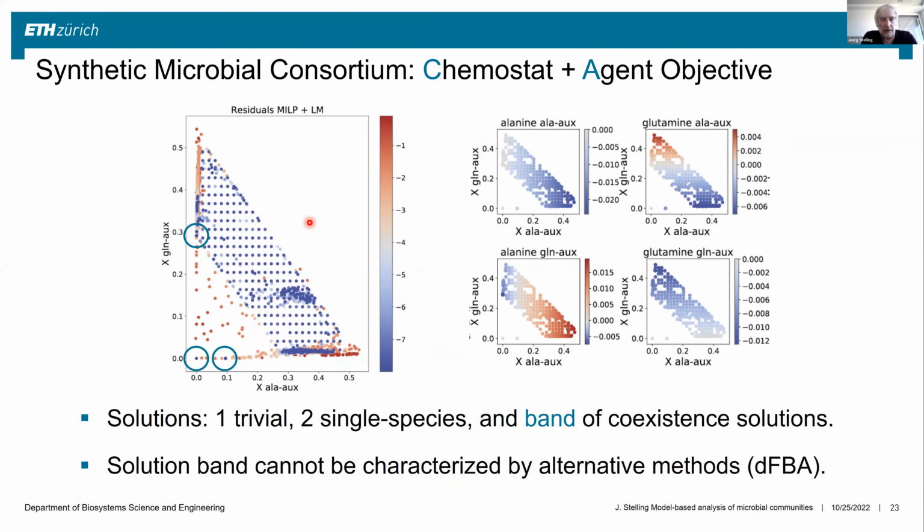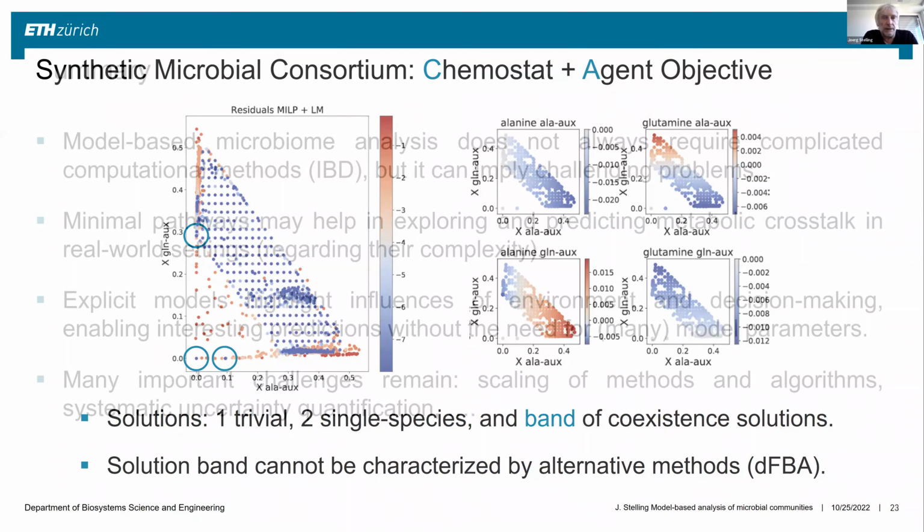That's the underlying assumption. We get again the trivial solution, so no biomass, 2 single species solutions, this one and this one here. But then the most surprising part of the solution was that we get a band of coexistence solutions. And where to land in this band essentially depends both on the details, how we model the dependencies or potential dependencies between fluxes and external concentrations, but also the initial conditions. And the interesting part here is that you essentially cannot find these solution bands by alternative methods, at least not in a reasonable way.